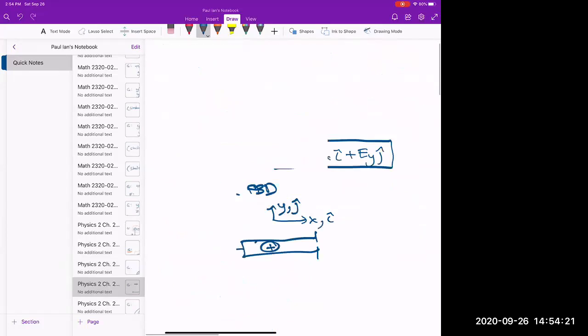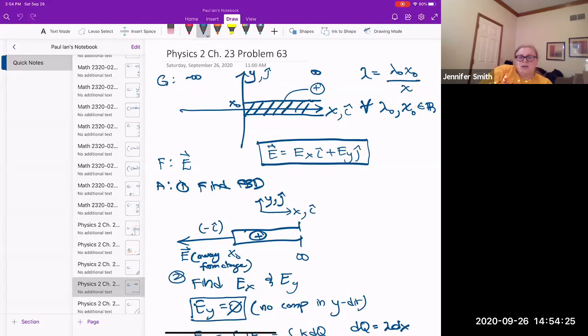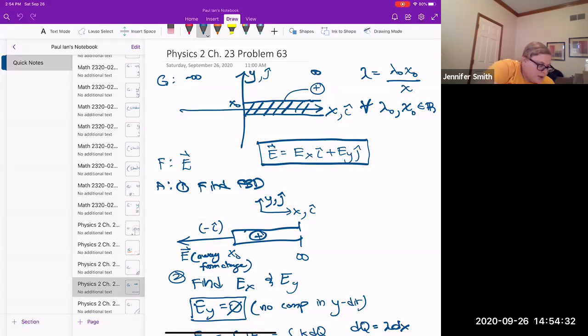Okay, what about number 63? I think that's a good one to do. Okay, let's take a look at that one. What is this one asking? This one is asking, determine the electric field at the origin.